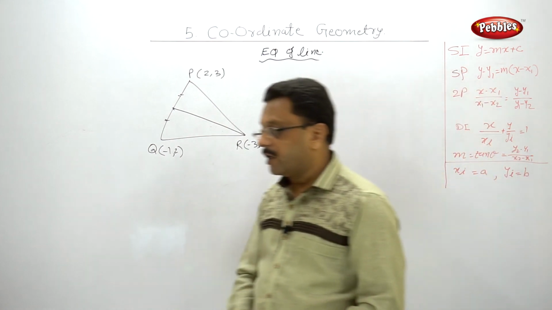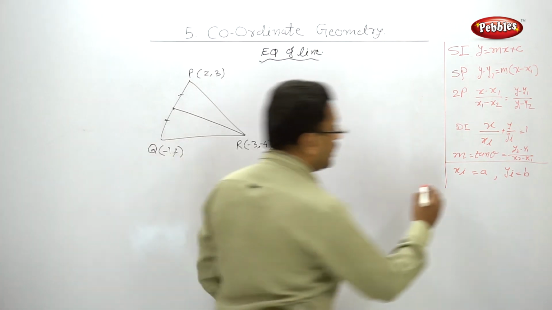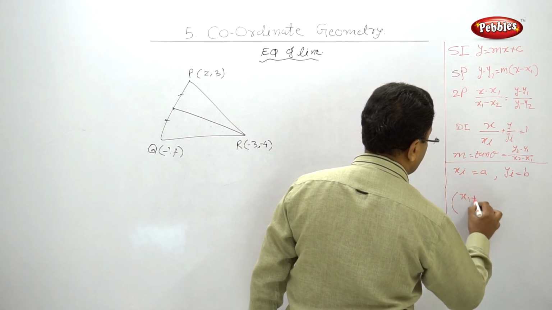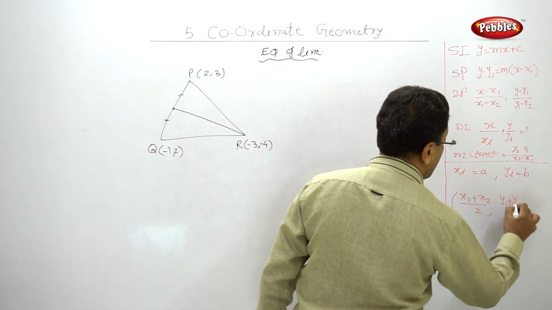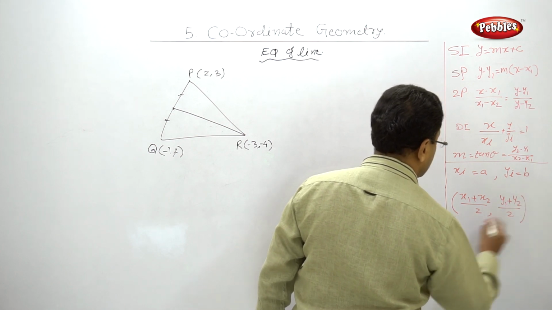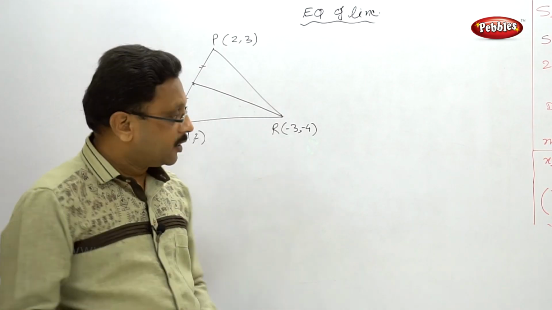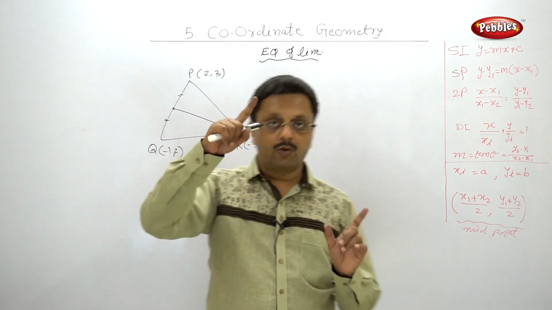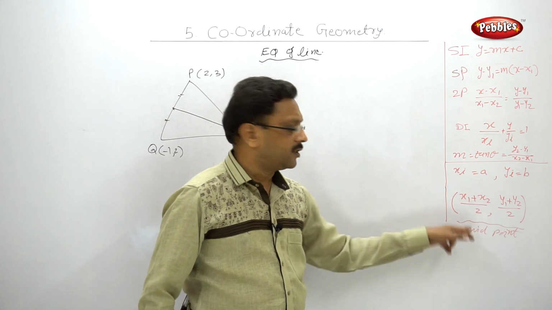Write down one formula. The midpoint of a line can be given as (x1 plus x2) upon 2 and (y1 plus y2) upon 2. This is the formula for the midpoint. So whenever you want to find the midpoint of a line where the two endpoints are given, numbers are given, then you can find it by this method.